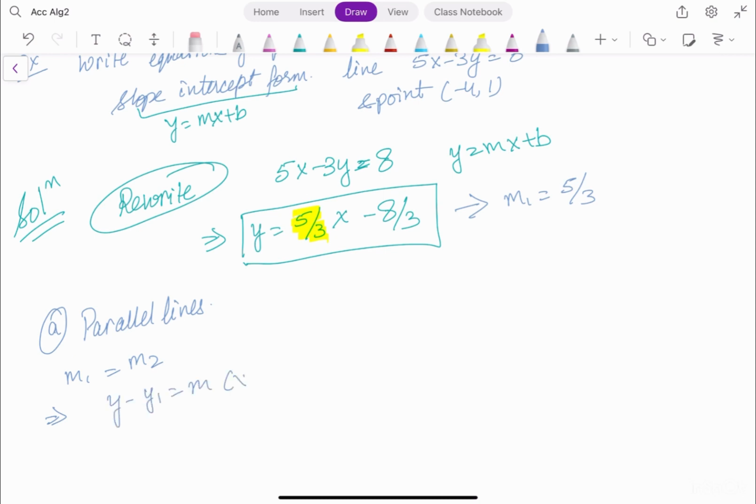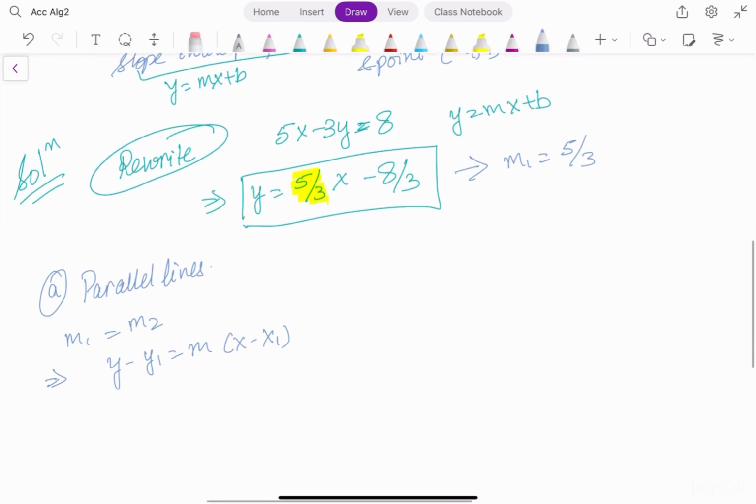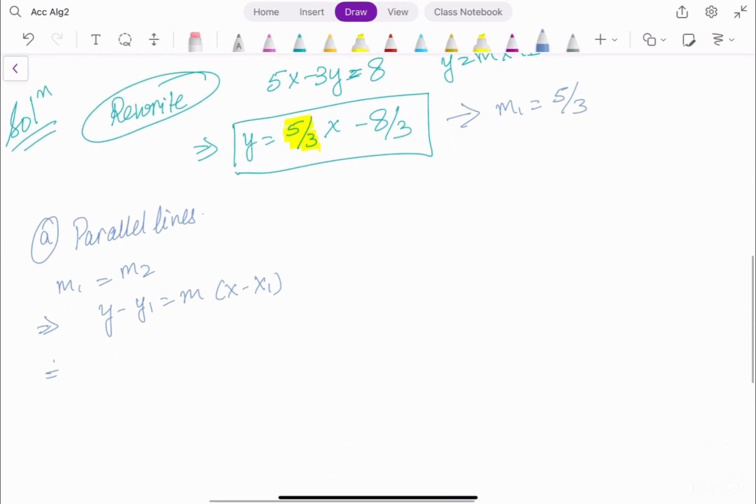So I can use the point-slope form, y minus y1 equals m times (x minus x1). In the question, the points are already given. The points are -4 and 1. So -4 is your x1 value and y1 is 1. So let's plug everything in this point-slope form. Be careful. x1 is negative, so we will use another parentheses. And when negative and negative interact, they become positive.